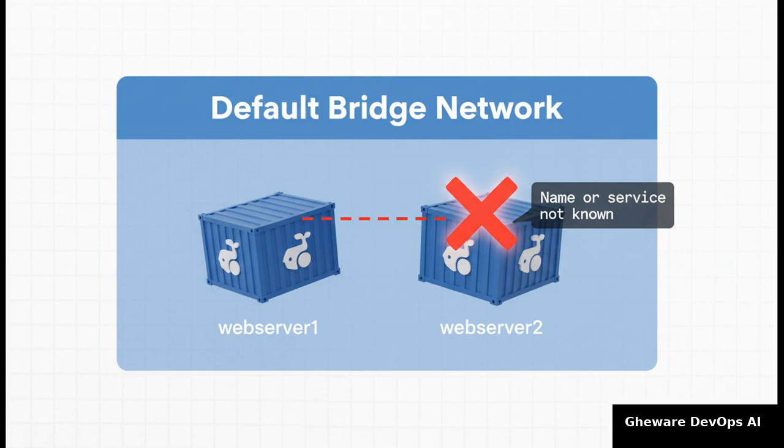We launch two web servers. They both land on the default bridge. Then we try to ping one from the other using its name, web server 2. And bam, failure. Name or service not known. This is it. This is the exact error that trips everyone up. They're on the same network, but they might as well be on different planets.